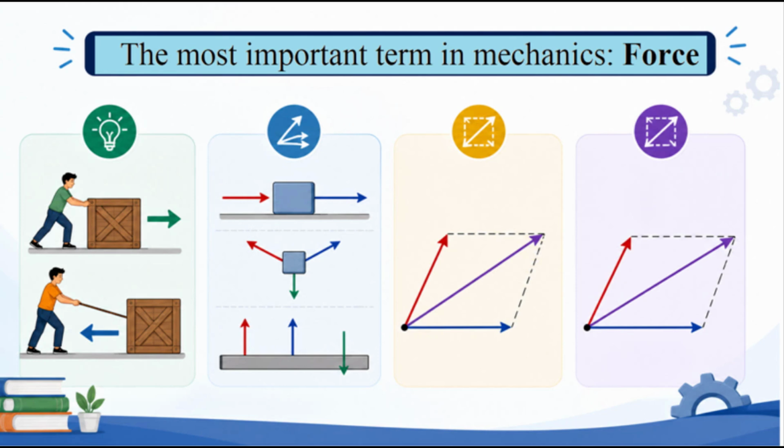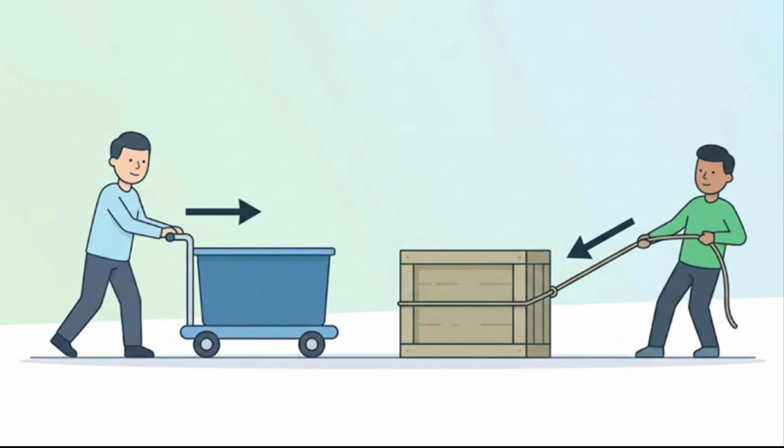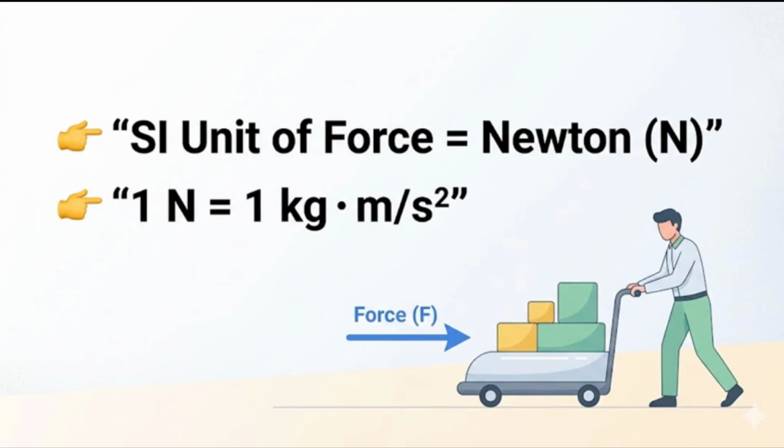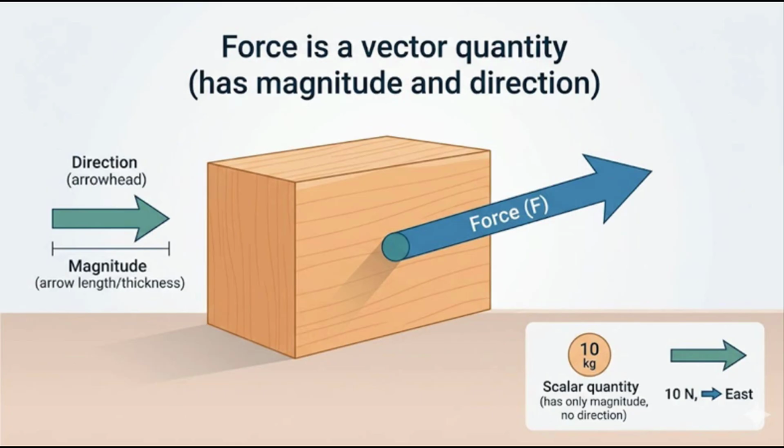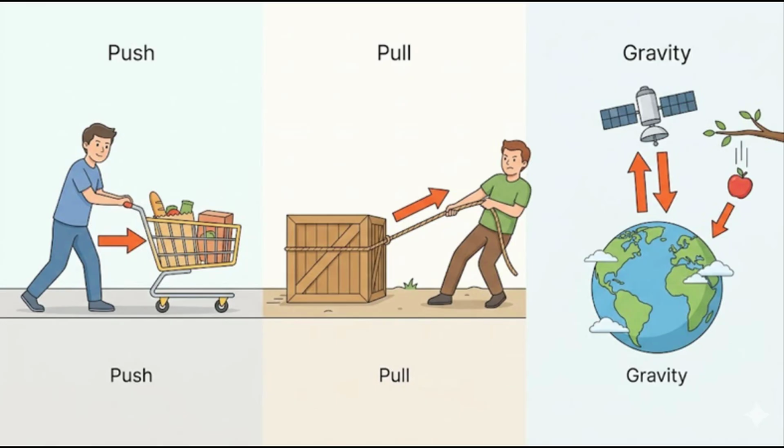Force is a push or pull applied by one body on another body. It can change the state of rest, motion, direction, or shape of an object. The SI unit of force is Newton. 1 Newton equals 1 kilogram meter per second square. Force is a vector quantity, which means it has both magnitude and direction. Examples of force are pushing a cart, pulling a rope, and gravitational attraction between objects.